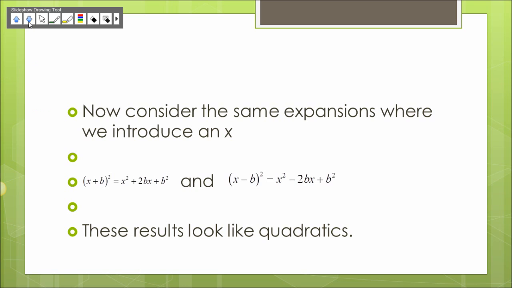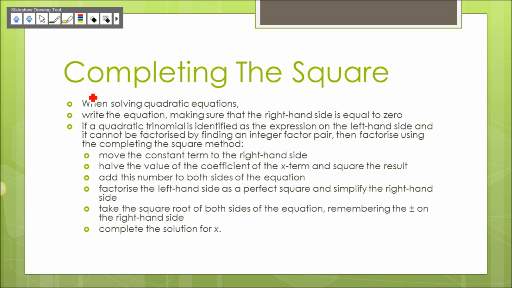Okay, here's the method. A lot of text. Now, when solving quadratic equations, we already know that the right-hand side must equal 0, so we move everything over to the left-hand side. Once you have that, then we can move on to the following steps, and I'll just label them 1, 2, 3, 4, 5, and 6.